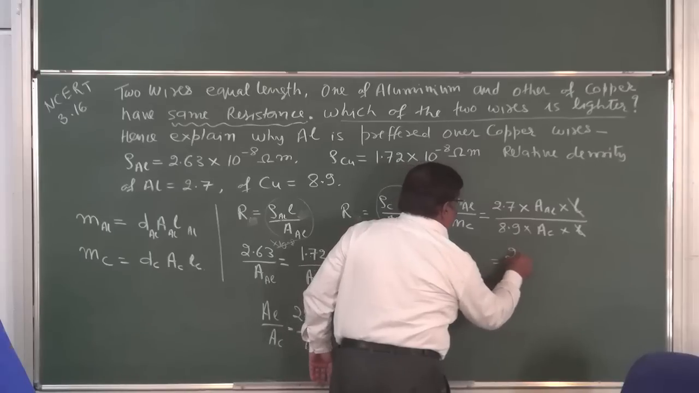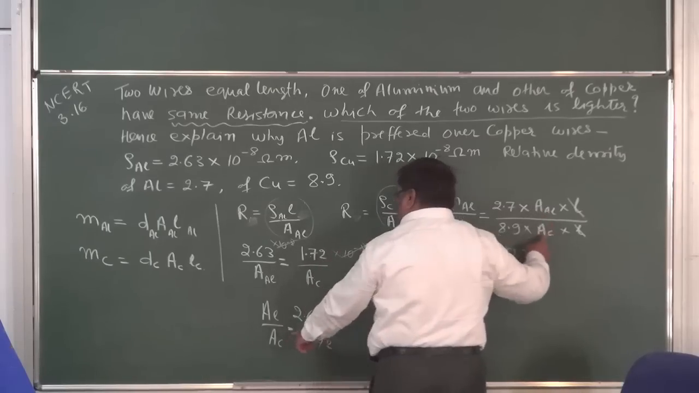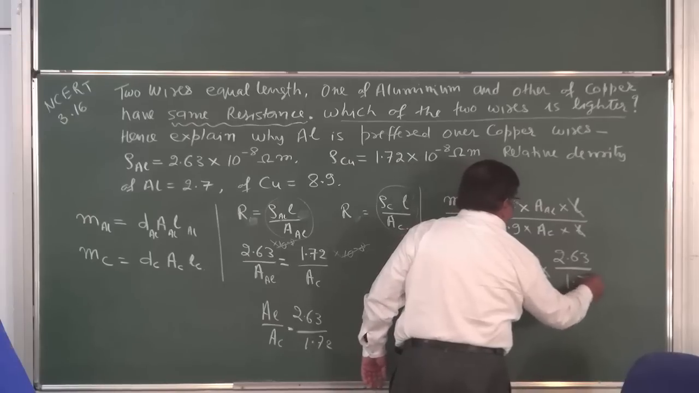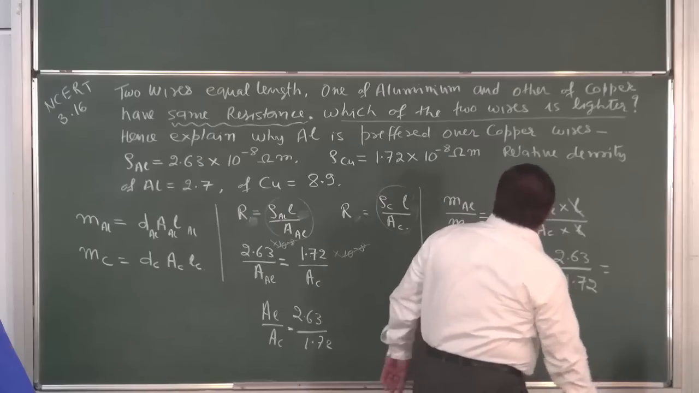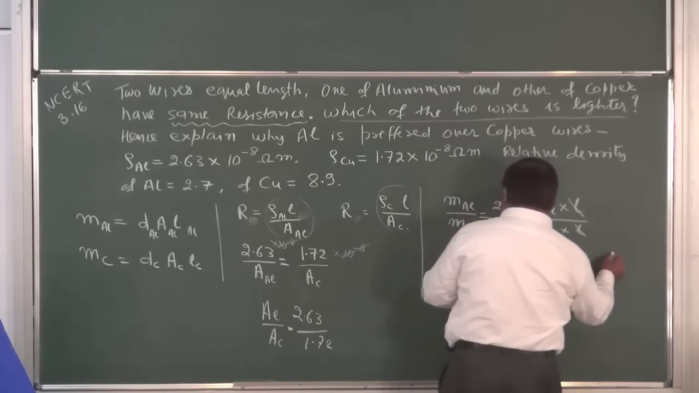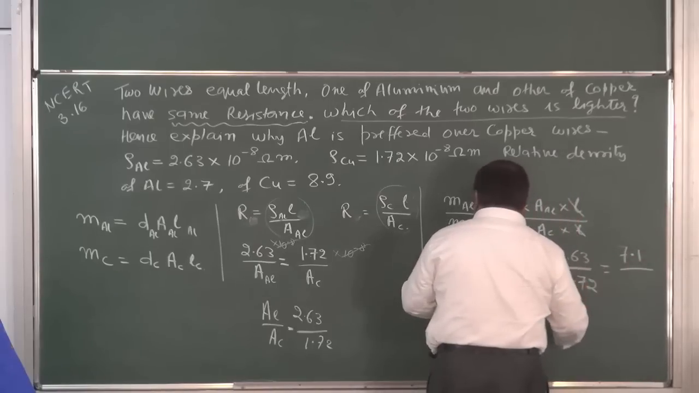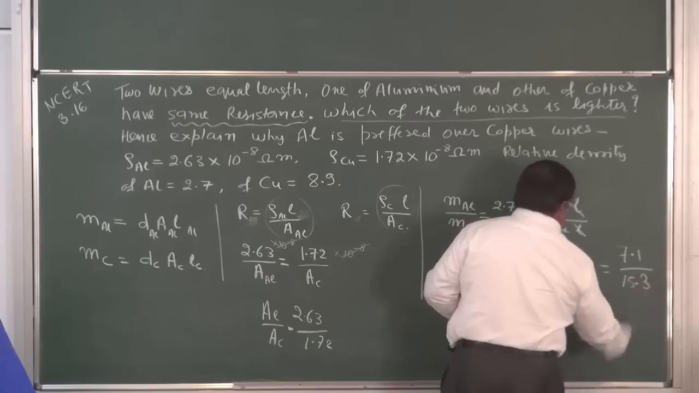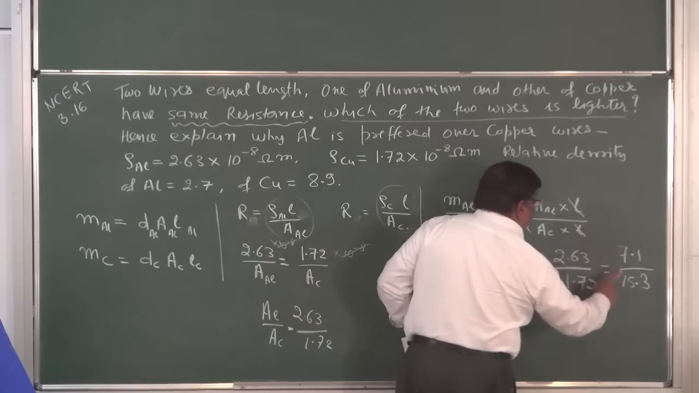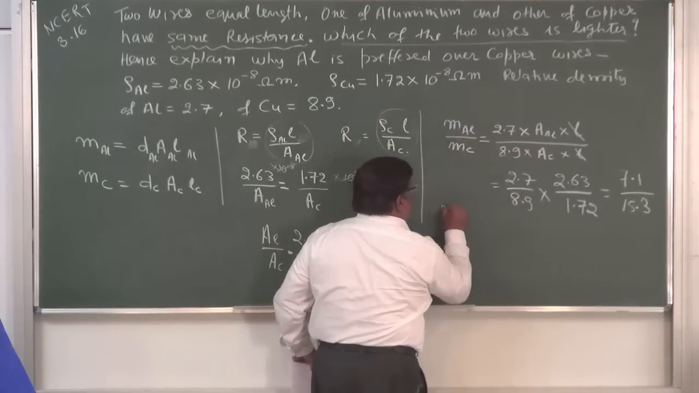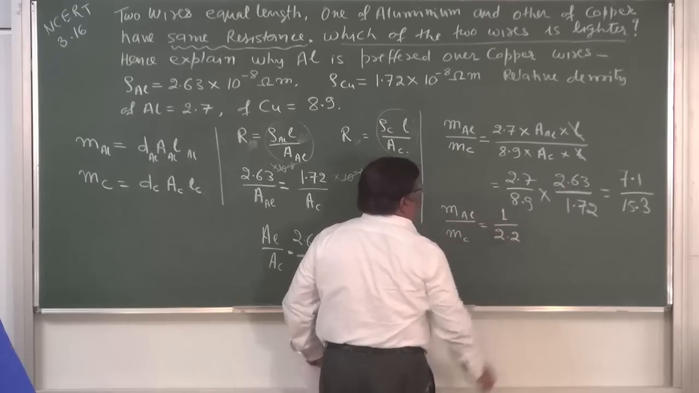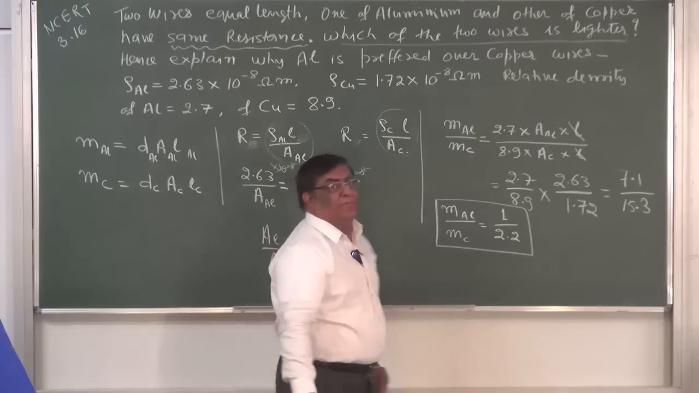So this will be 2.7 upon 8.9 multiplied by 2.63 upon 1.72. अब इनको हमने मल्टीप्लाई करके देख लिया. इसकी हमने कैलकुलेशन की. ये कैलकुलेशन आ गई, this is 7.1 divided by 8.9 into 1.72 comes to 15.3. Okay. इसको ये आ गया mass of aluminium, mass of copper. If we make it simplified, then this comes to mass of aluminium by mass of copper is equal to, इसको divide कर दिया, this comes to 1 upon 2.2. This is the ratio of both the masses.